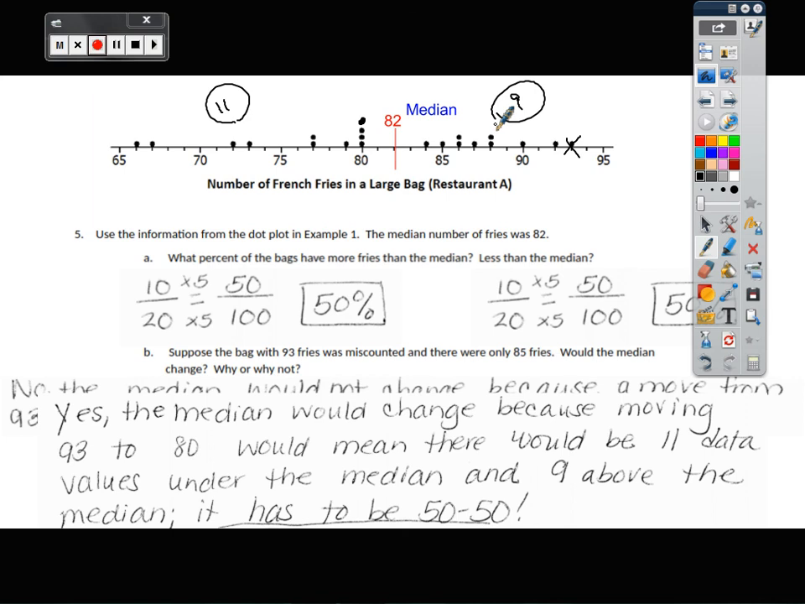Yes, the median would change because moving 93 to 80 would mean there would be 11 data values under the median and 9 above the median. It has to be 50-50.